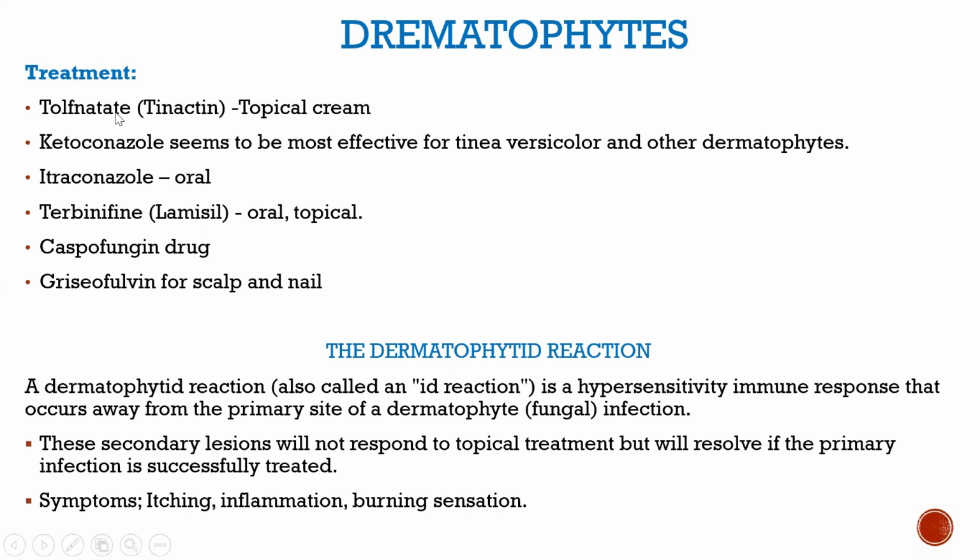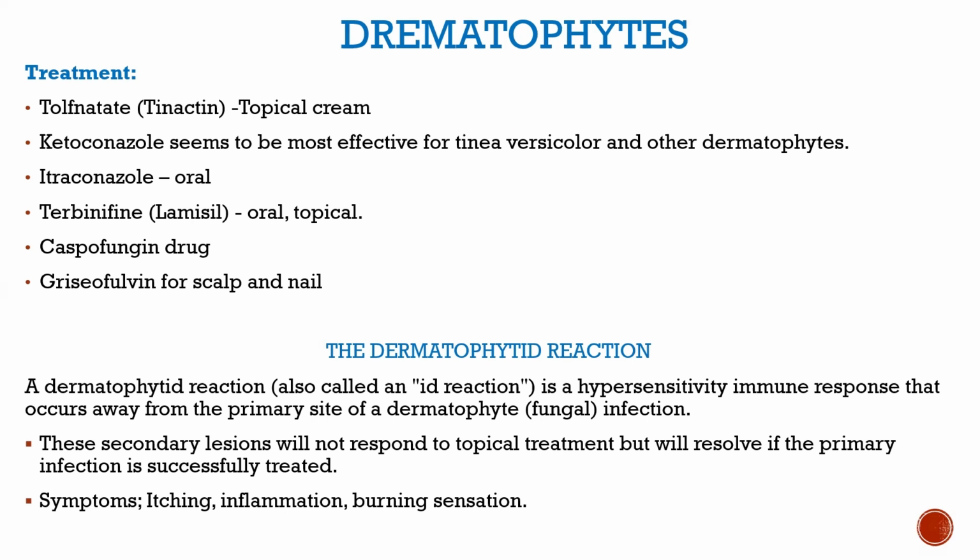For example, we have tolnaftate, which is a topical cream you can apply since it's an infection of the skin, maybe on the nails or on the scalp of the head. You can just apply it on the affected area. We have ketoconazole. We have itraconazole, which is an oral antifungal drug. We have terbinafine, we have caspofungin, and then griseofulvin, which is majorly for scalp and nail. So these are the treatments that can be recommended for someone battling with fungal infections.